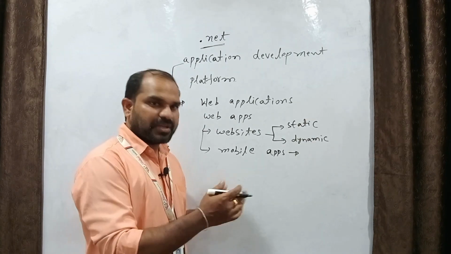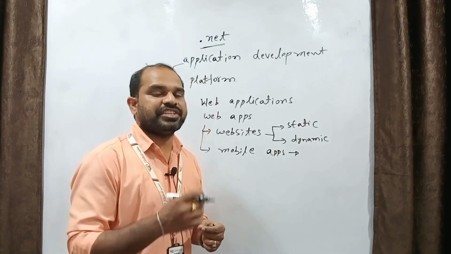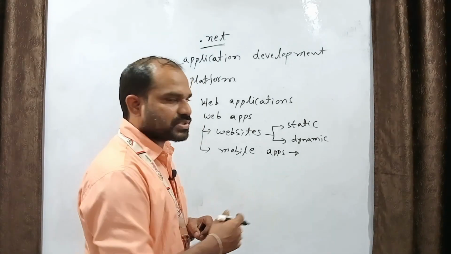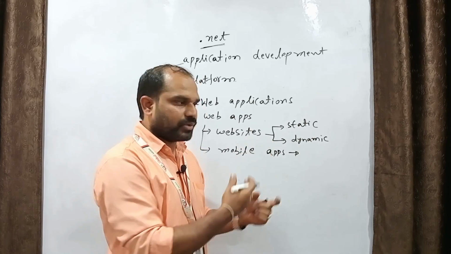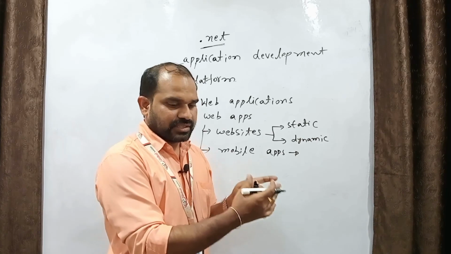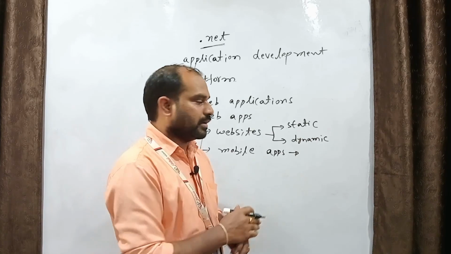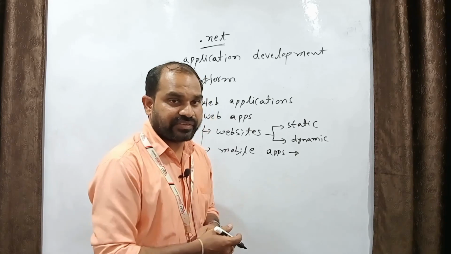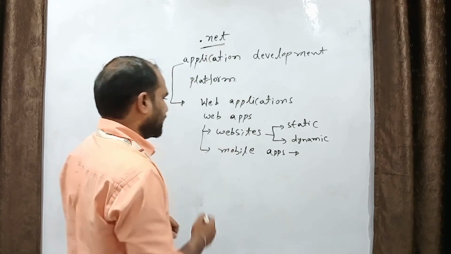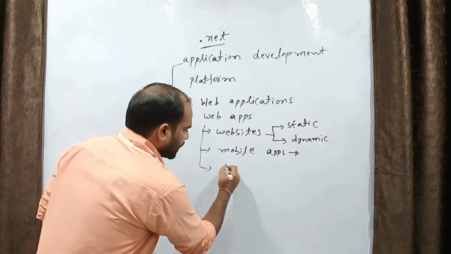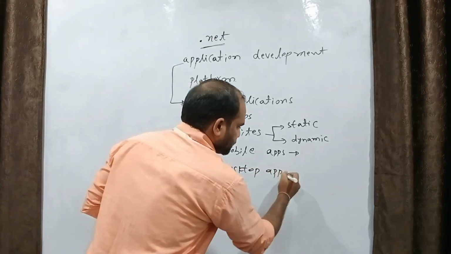In Apple there will be the App Store, in Windows there will be the Windows Store, and in Android there will be the Play Store. From those stores you need to download the app, install it, and start using it. But before publishing them into those stores, the apps need to be developed. Those apps can be developed by using .NET. And then after that, desktop applications.